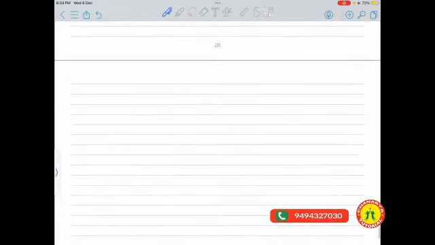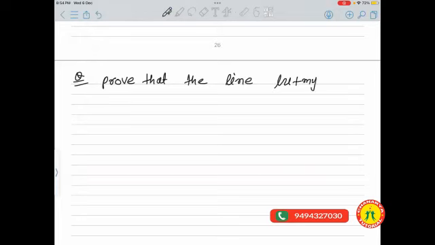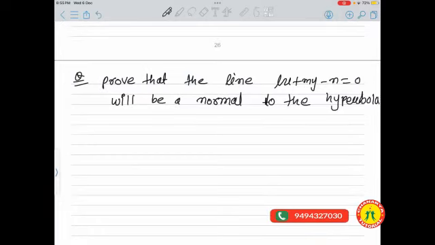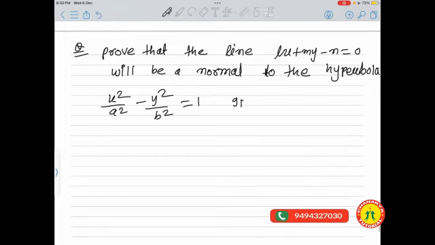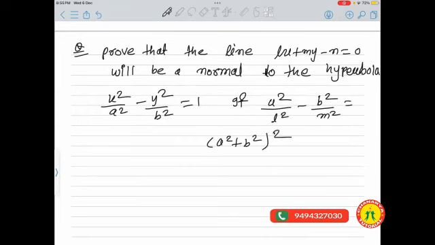Now I am writing a question on this topic. The question is: prove that the line lx plus my minus n is equal to 0 will be a normal to the hyperbola x square by a square minus y square by b square is equal to 1 if a square by l square minus b square by m square is equal to a square plus b square whole square by n square.